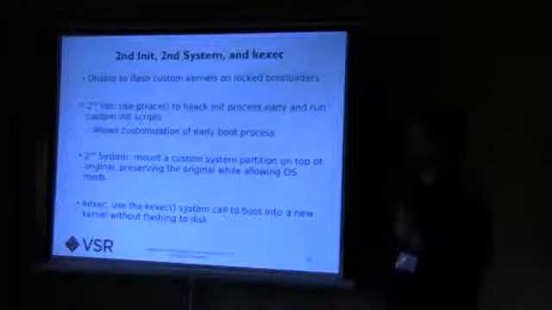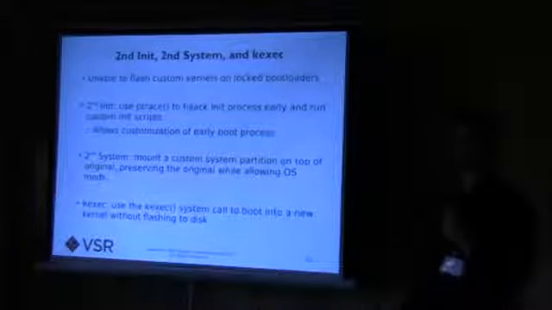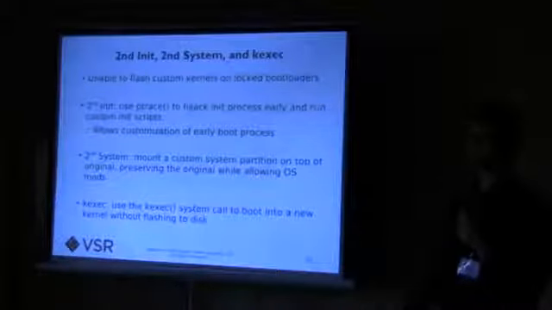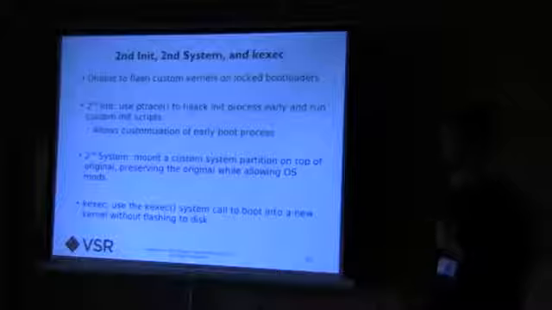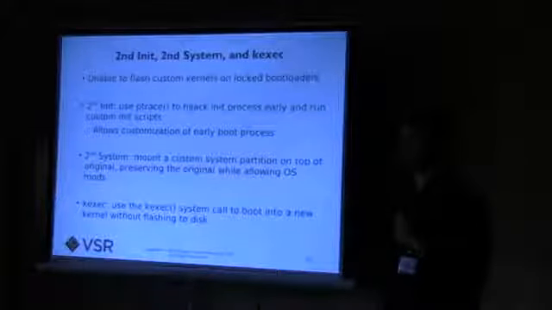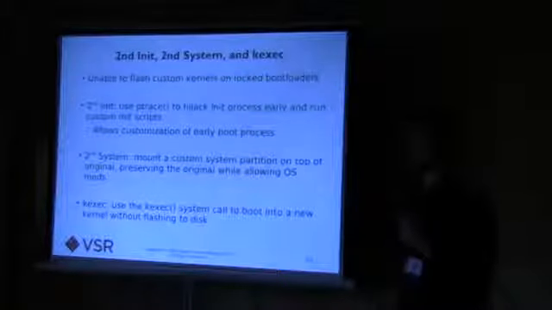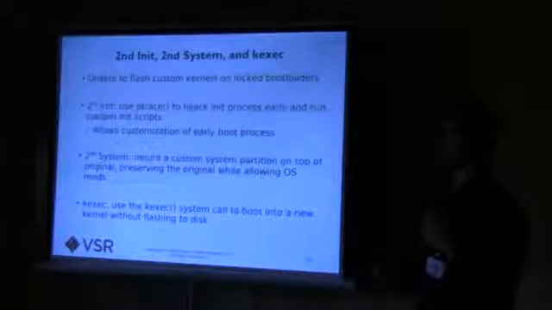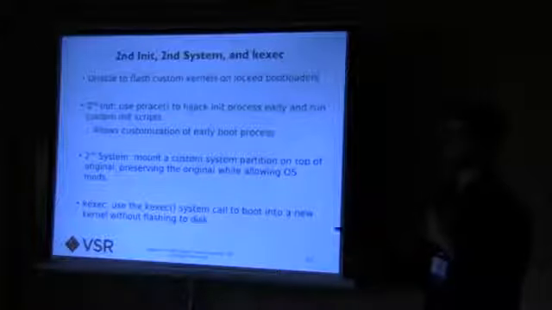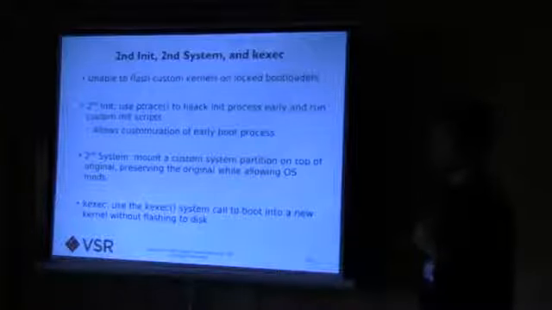Second init is a clever technique that actually uses the ptrace system call to hijack the init process very early on in boot, just to allow you to run custom initialization scripts without the whole system having to come up first. Second system is another sort of clever trick where rather than modifying a system partition, they just mount a new one right on top of it and preserve the original.